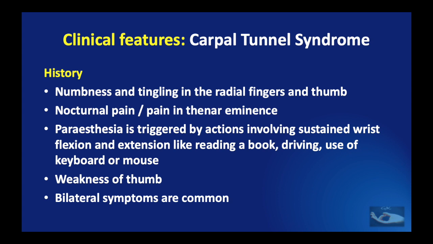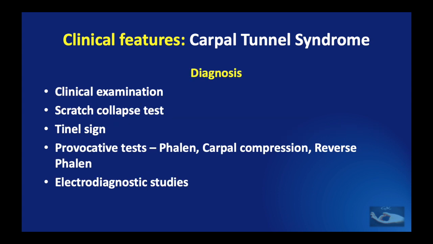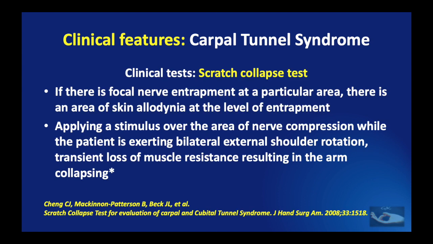Since generalized conditions like myxedema and even conditions like pregnancy can cause an increase in the pressure within the carpal tunnel, the diagnosis can be made by clinical examination to demonstrate the paralysis of the median nerve at the level of the wrist, the scratch collapse test, Tinel sign, and provocative tests apart from electrodiagnostic studies. If there is focal nerve entrapment at a particular area, there is an area of skin allodynia at the level of the entrapment.